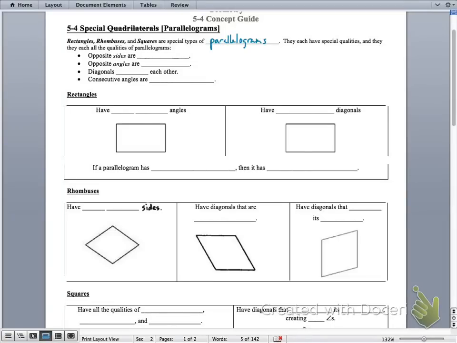All right, hey everybody, it's time to learn about some special quadrilaterals, or should I say parallelograms.